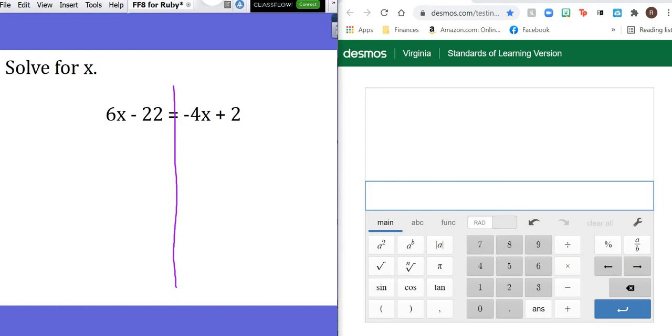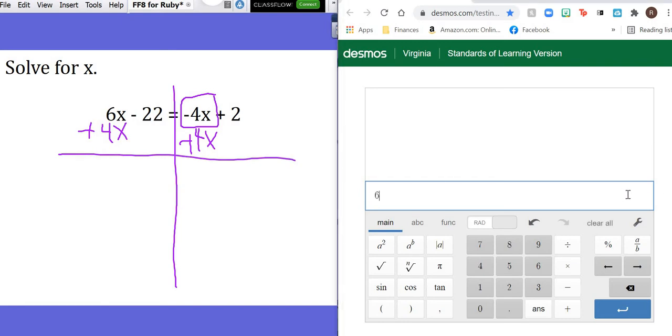I draw that line, and then I'm going to look at each side of the equation. I have 6x minus 22 equals negative 4x plus 2. There's no parentheses, so I don't have to distribute. There's no extra terms anywhere, so I don't have to put my families together. But I do need to move this negative 4x to the other side. And the opposite of a negative 4x is a plus 4x, and I'm going to put that underneath the term with the x's.